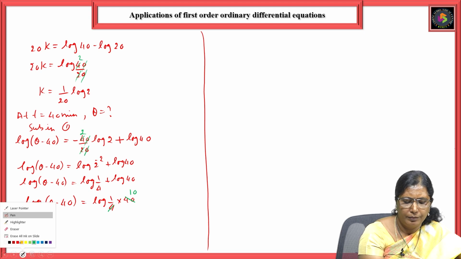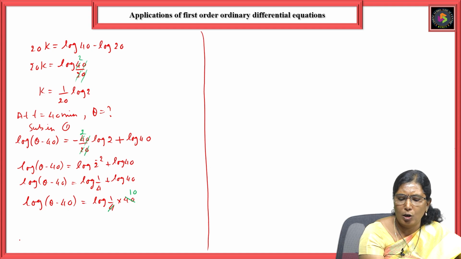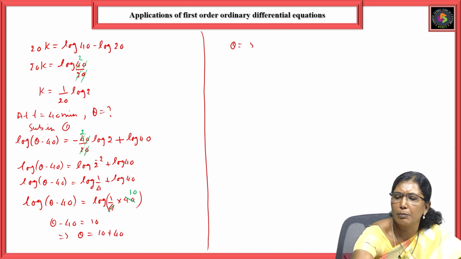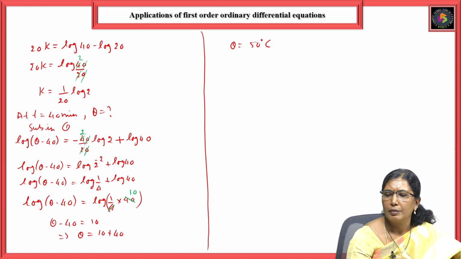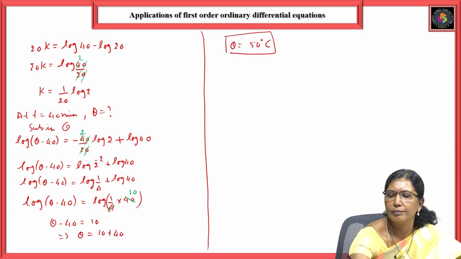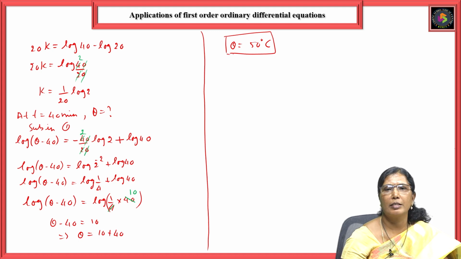Okay. So now remove log on both sides. So what do you get here? Theta minus 40 is equal to 10. So this implies theta is equal to 10 plus 40. So what is theta? That is nothing but 50 degrees centigrade. So as the time increases to 40 minutes, the temperature reduces to 50 degrees centigrade. So this is the answer. Did you understand, students?